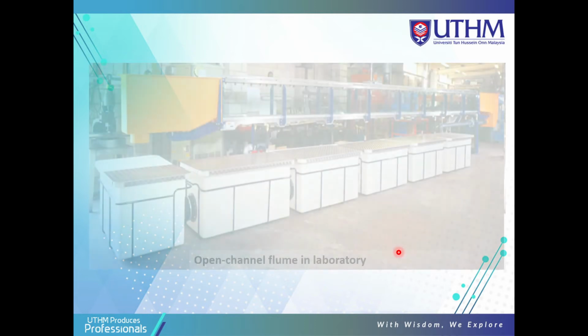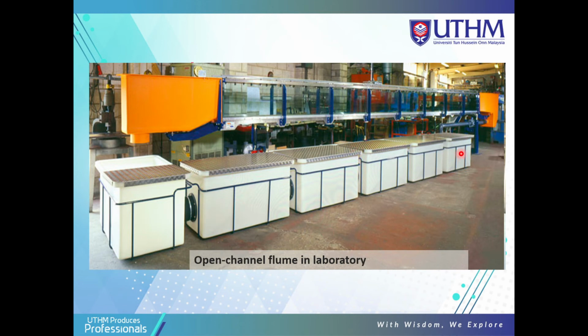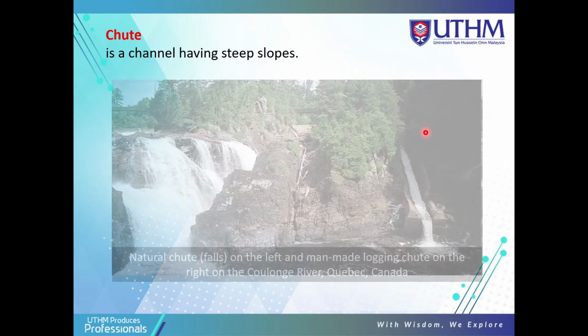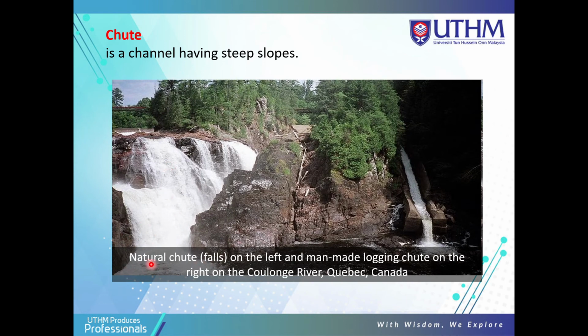This is the open channel flume in a laboratory. We also have this in our laboratory in FCAP. You can look at this. Actually this is the main laboratory that you will use to get the flow depth and the area of the water surface through this flume. The chute is a channel having a steep slope. Here, the natural chute or falls on the left, and a man-made logging chute on the right, in Quebec, Canada.